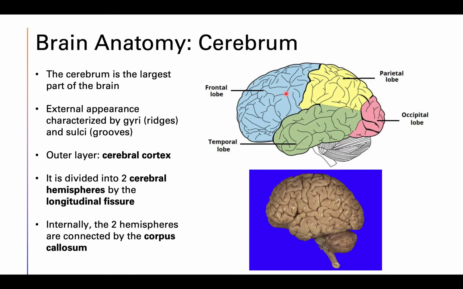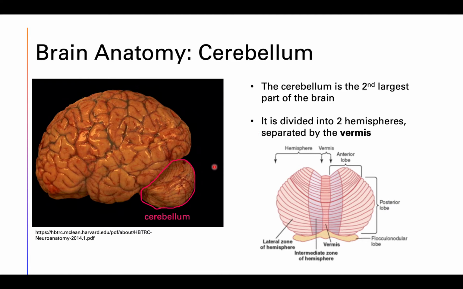Next up, we have the cerebellum, which is the second largest part of the brain. As we can see here on the left in this cadaver image, it is inferior and posterior to the cerebrum. It can be divided into 2 hemispheres, just like the cerebrum, separated by this structure known as the vermis, which can be seen here. From this image, we can also see that the cerebellum is divided into anterior lobes and posterior lobes.